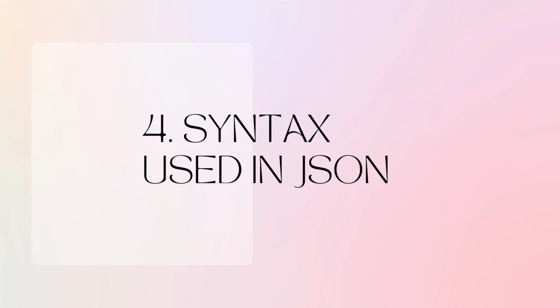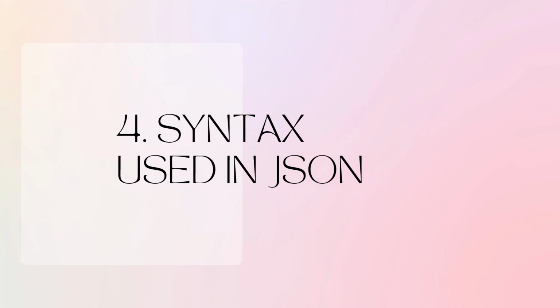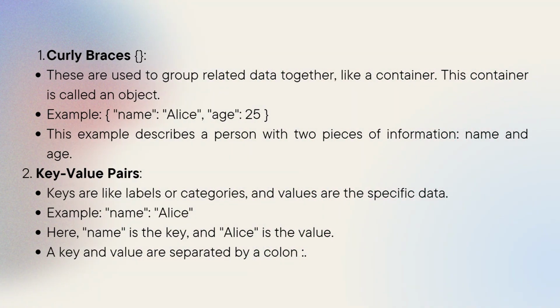So let us discuss the syntax used in JSON. JSON has some simple rules that it follows to structure its information. First, it uses curly braces, which act like a container. Inside this container, we are describing a person or an item. Imagine saying this person's name is Alice and she's 25 years old. The way JSON organizes this data is by enclosing it within curly braces.